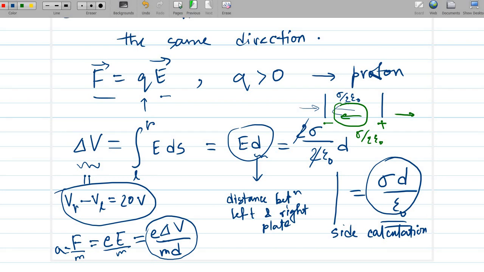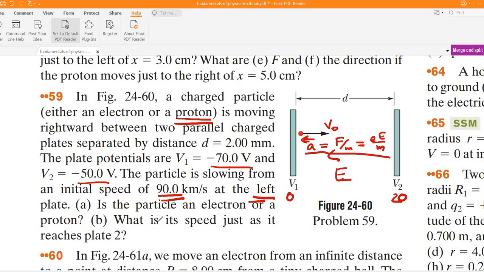So acceleration is E delta V divided by m d. So we have E delta V divided by m d. And everything is positive here. Everything is constant, most importantly. It doesn't matter if positive or negative, it's constant. So therefore, what was the question? I forgot the question. The question was, what is its speed just as it reaches plate 2?